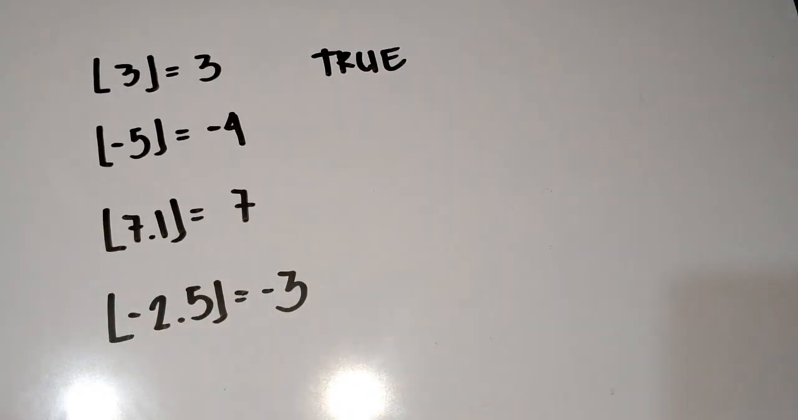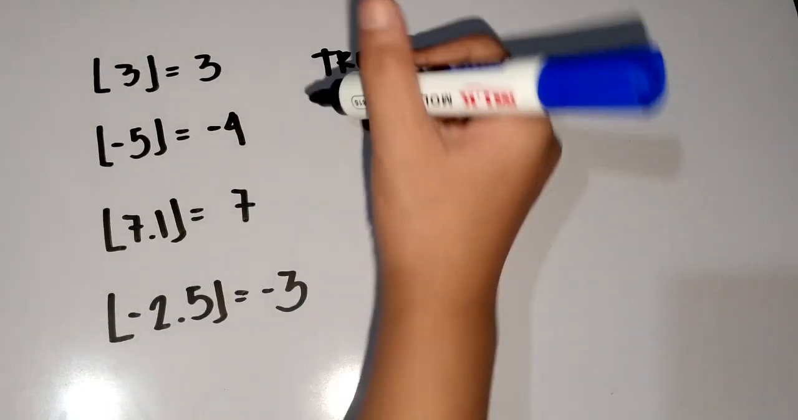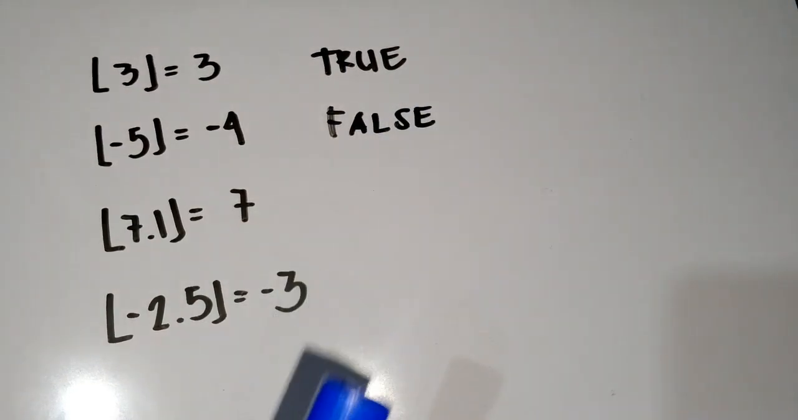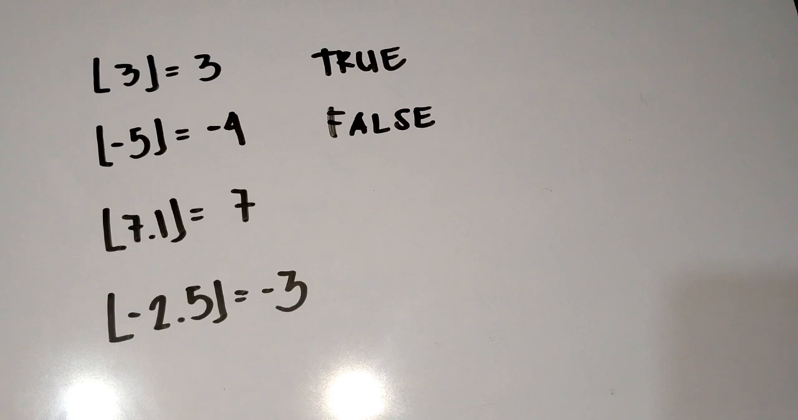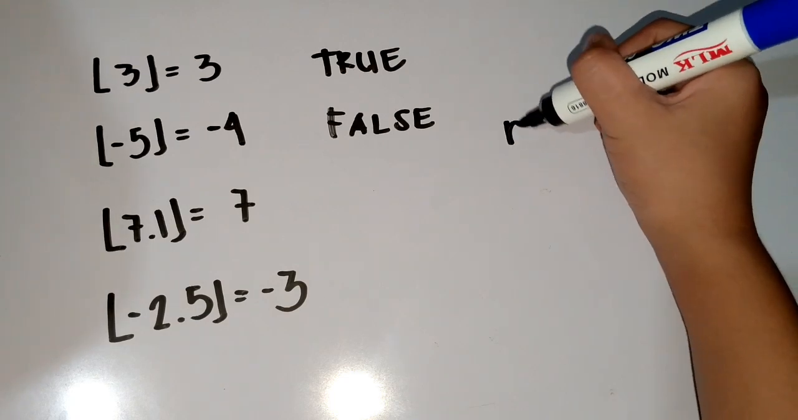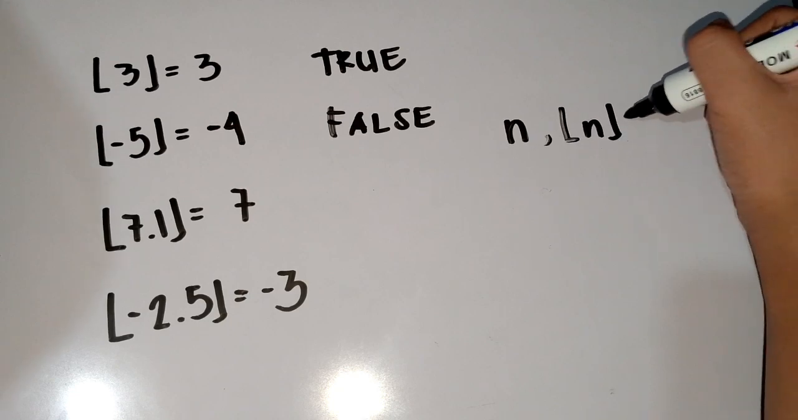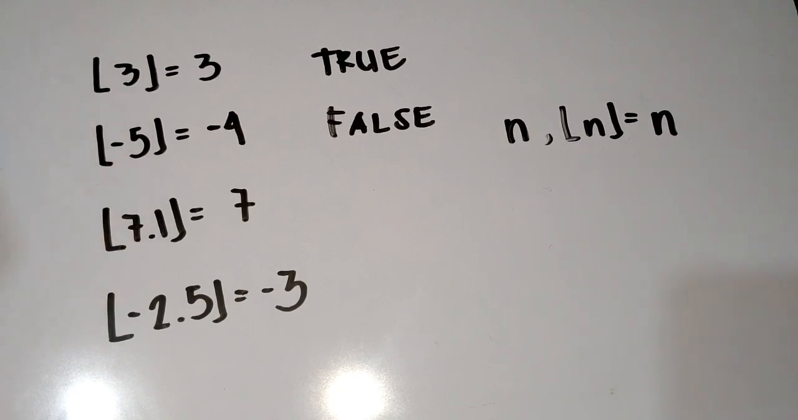Next, we have the greatest integer function of negative 5 is negative 4. Is it true or false? False. Why? Because the greatest integer function of negative 5 must be negative 5 itself, because again, any integer n is equivalent to n. So the greatest integer function of negative 5 is negative 5 itself, so it is false.